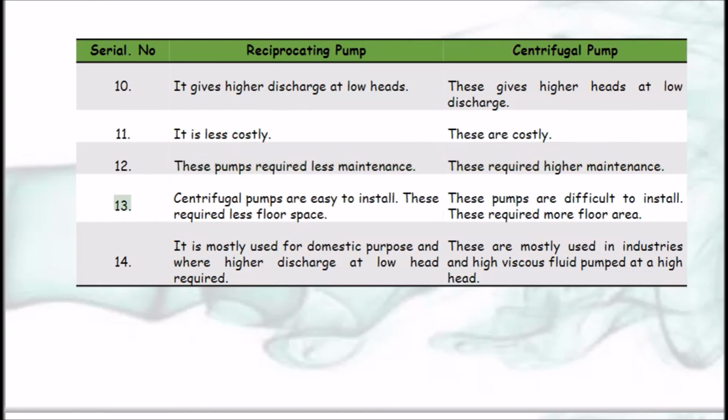Thirteen. Centrifugal pumps are easy to install. These require less floor space. These pumps are difficult to install. These require more floor area. Fourteen. It is mostly used for domestic purposes and where a higher discharge outlet is required. These are mostly used in industries and for high viscous fluid pumped at a high head.